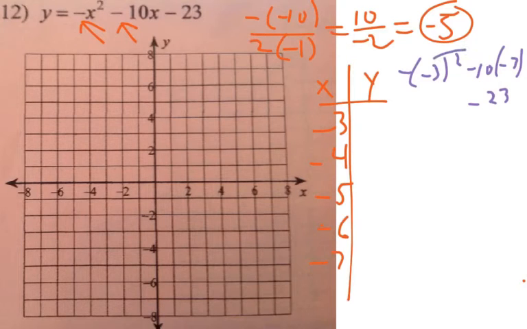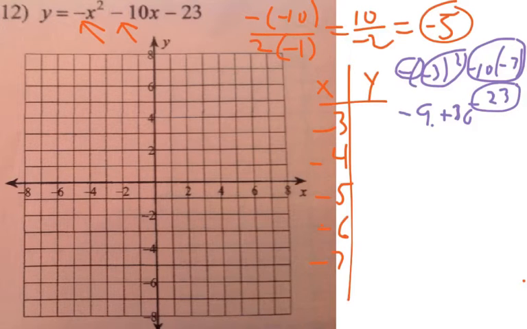So, power first, guys. Negative 3 squared is 9. The negative makes it negative 9. Negative 10 times negative 3 is plus 30. And negative 9 and 30 is 21. And with the minus 23, 21 minus 23 is negative 2, correct? Using symmetry, I know negative 7 is also negative 2.